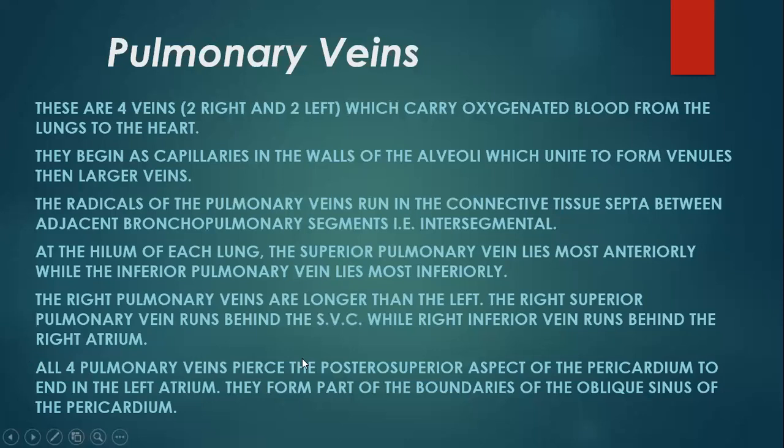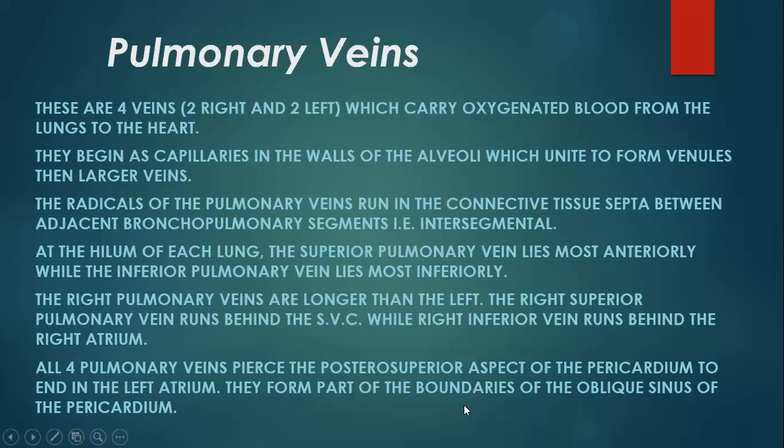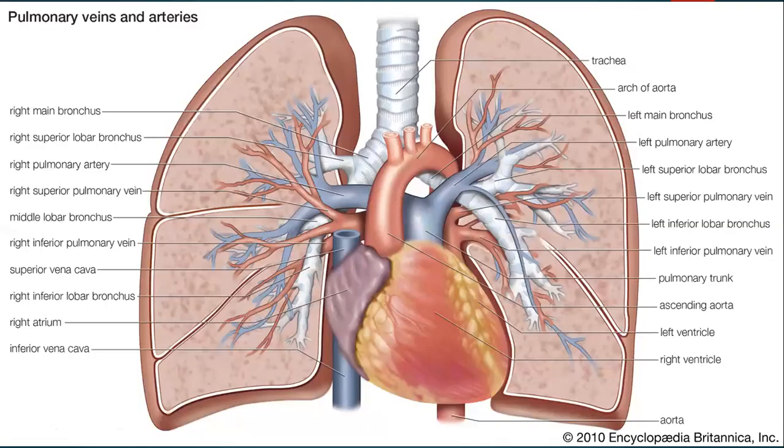All four pulmonary veins pierce the posterior superior aspect of the pericardium to end in the left atrium. As I said, all these four, two on the right and two on the left side, pierce the pericardium and then open into the left atrium of the heart. They form part of the boundaries of the oblique sinus of the pericardium. As you remember, the oblique sinus is in front of the pulmonary veins, so they also form part of the boundary of the pericardium. Okay, so these are the pulmonary veins.